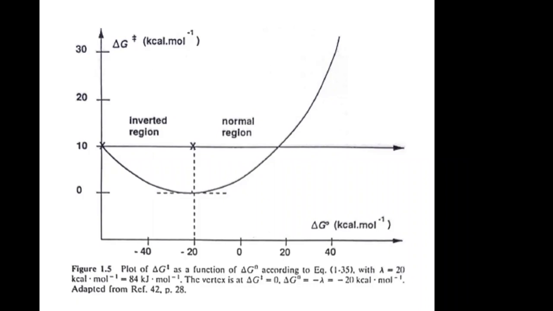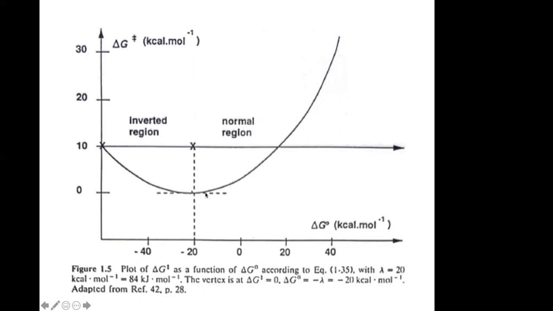And so what you see here is quite interesting. So here if you've got a downhill reaction, if you start to increase the driving force for the overall reaction, you can see the delta G of the activation energy should be decreasing, the reaction's getting faster and faster and faster.